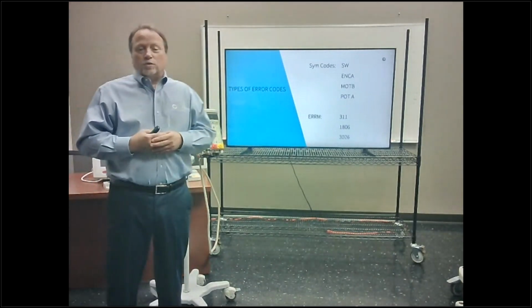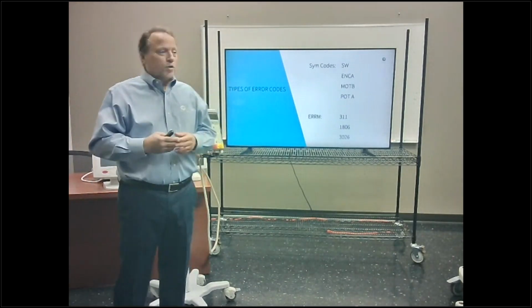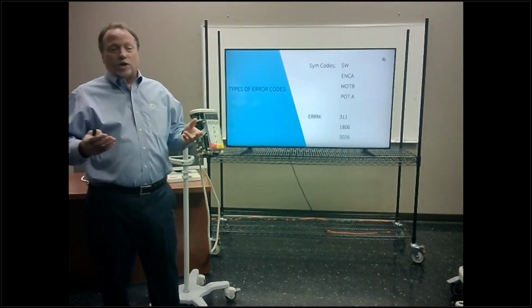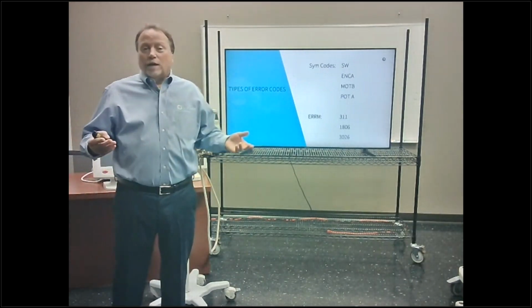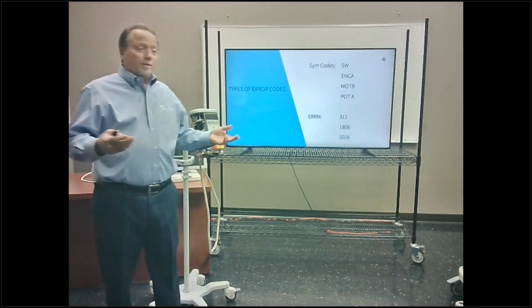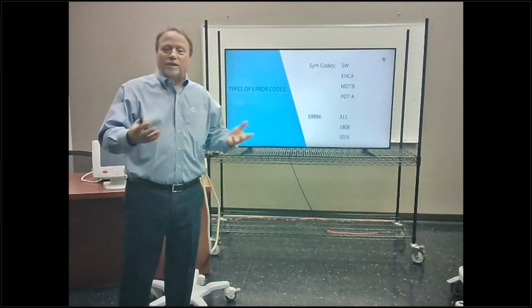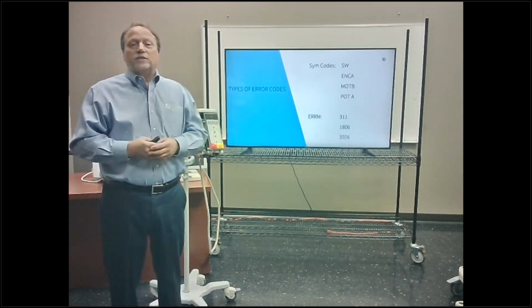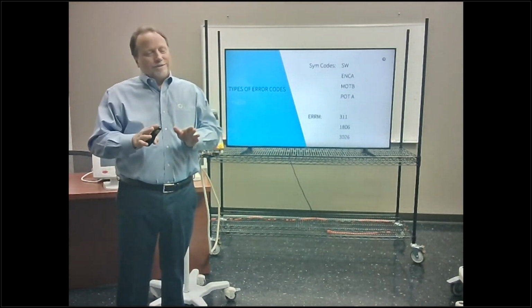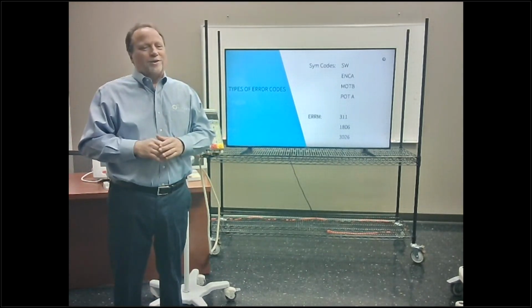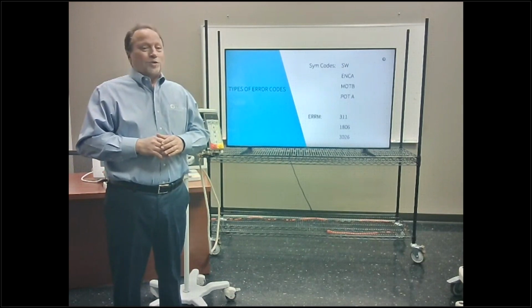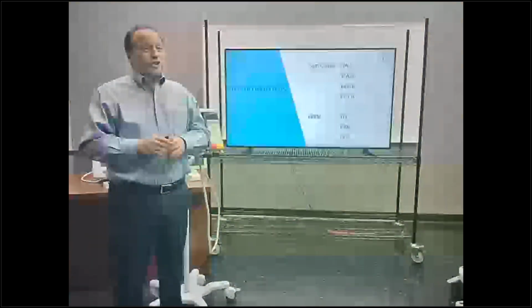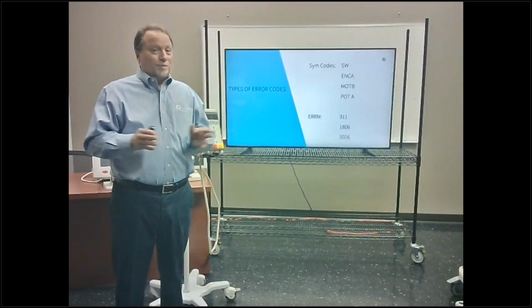So they have the SIM code. We've all seen that SW code. There's ENCA code, MOTB code, and POTA code. What do they mean? There's many more of those. But what do they mean? Well, SW means software. It's usually not software, it's something else, and the injector doesn't know what it is, so it's like a check engine light. It just tells you something's wrong.